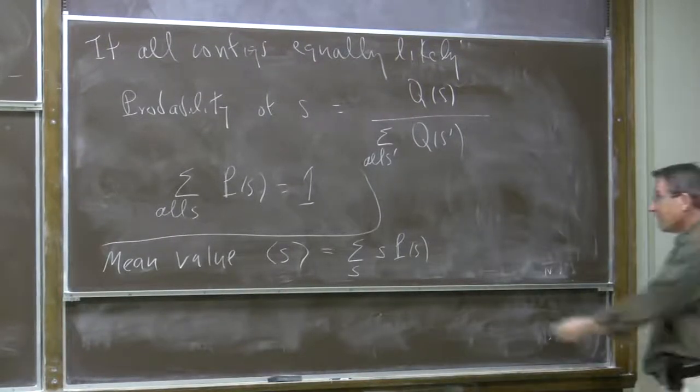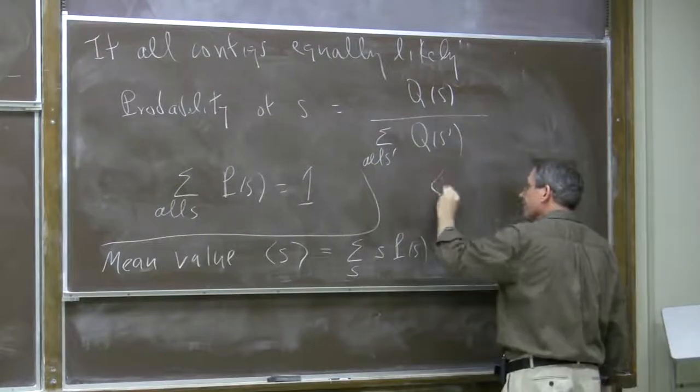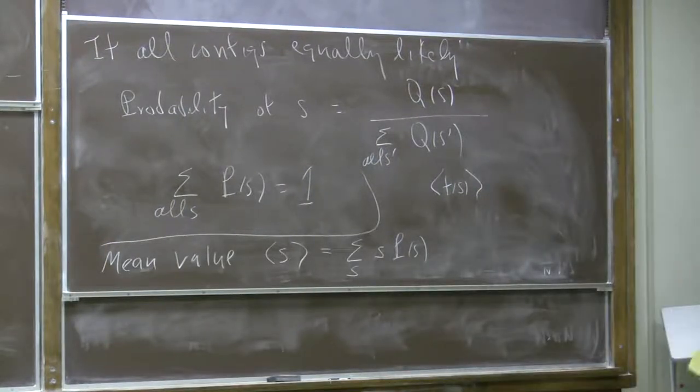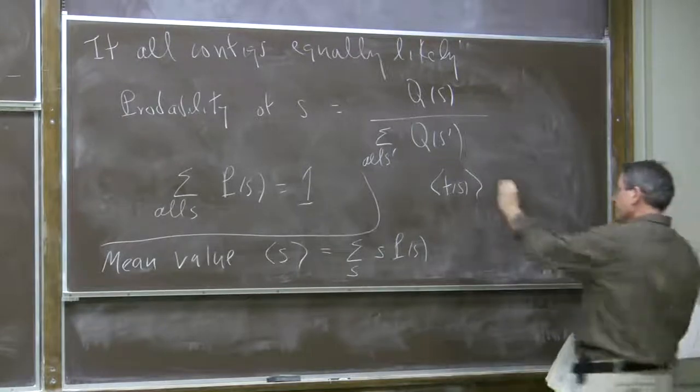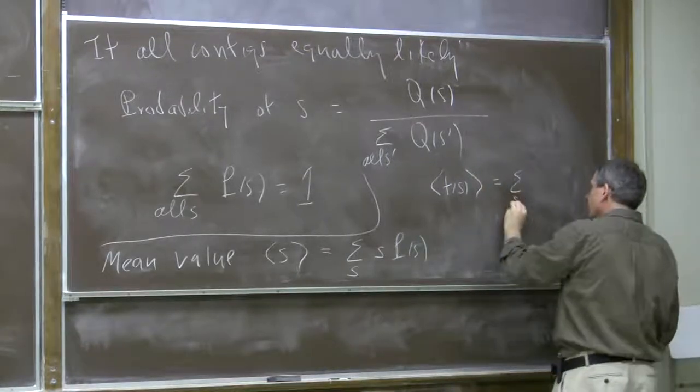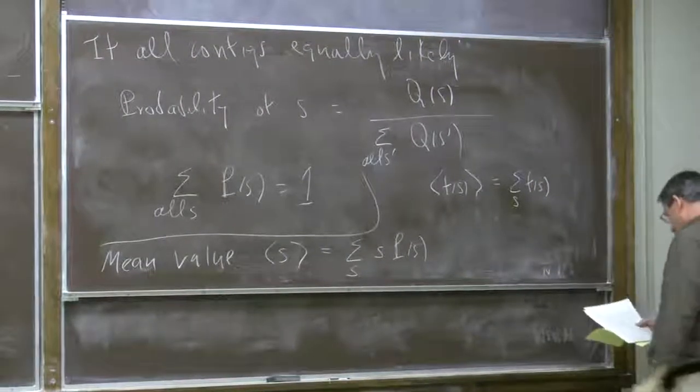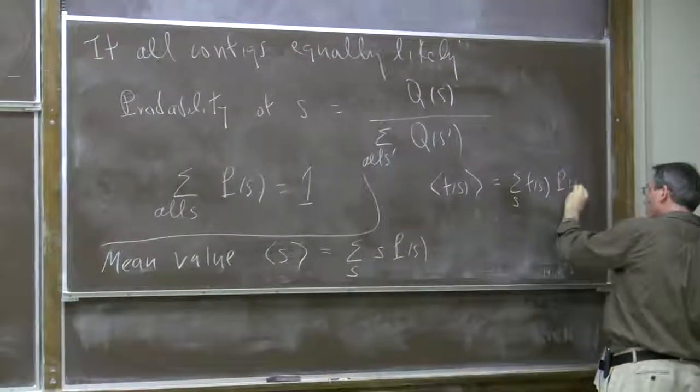And indeed, for any function of s, I can compute its mean value as well, and that's our prediction up to small fluctuations for the value of that function in this system. It's just the sum over all values of s, the value of the function for that value of s, times the corresponding probability of s.